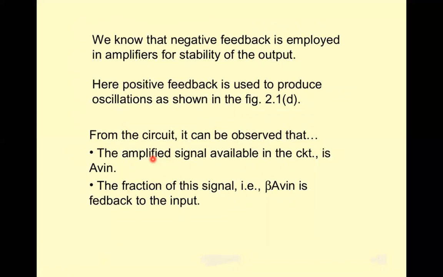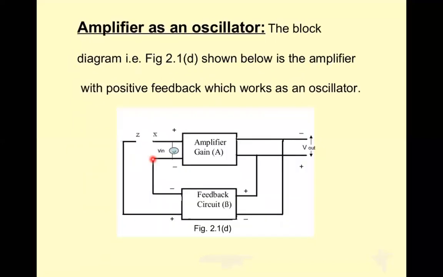We know that negative feedback is employed in amplifiers for stability of the output. Here, positive feedback is used to produce oscillations, as shown in figure D. So here we are using a positive feedback.